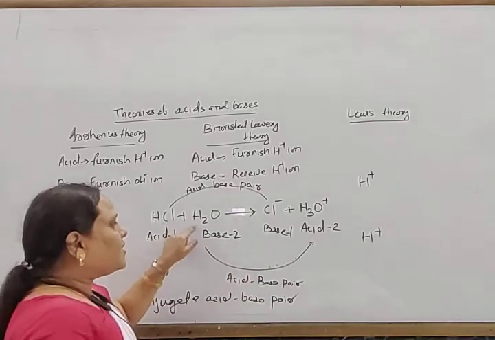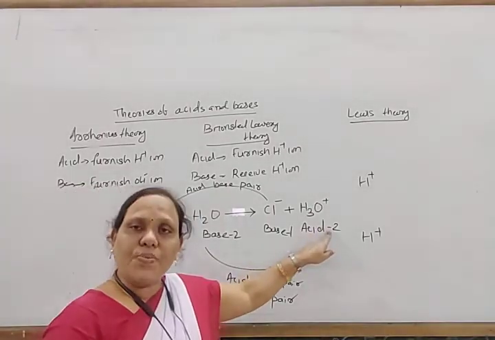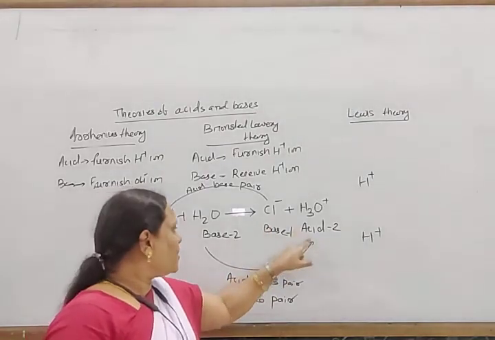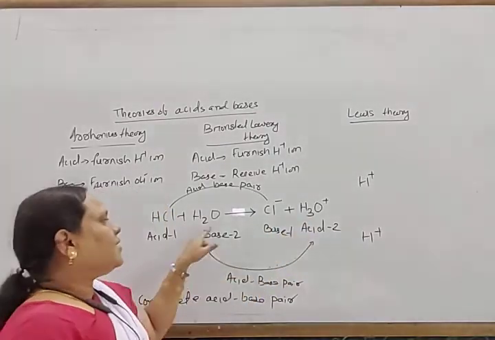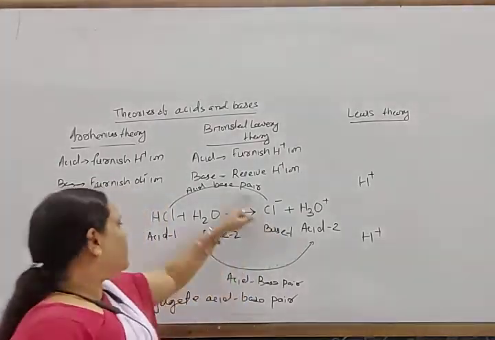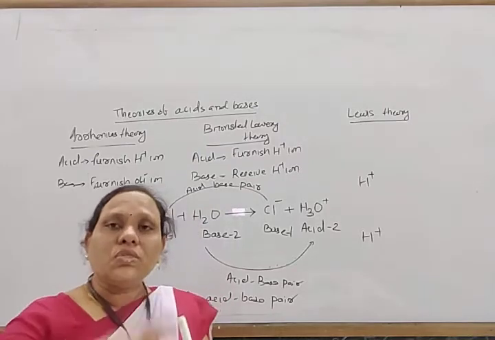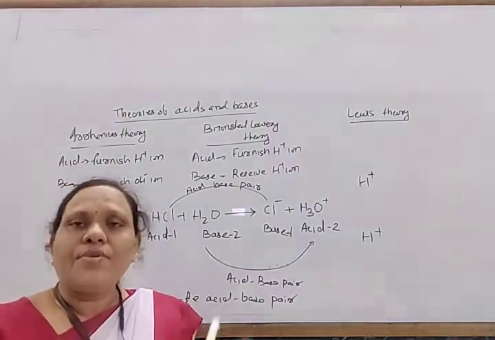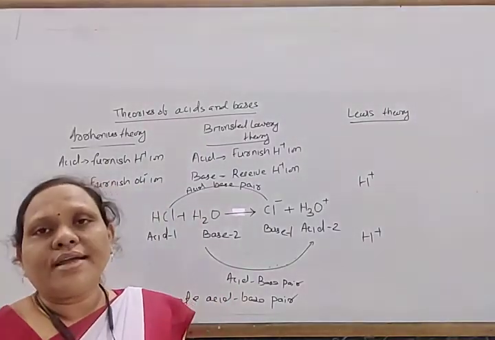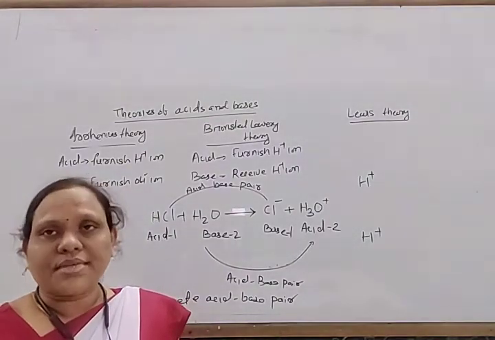What is the conjugate acid of H2O? The conjugate acid of H2O is H3O plus. What is the conjugate base of H3O plus? That is H2O. What is the conjugate acid of Cl minus? That is HCl. So in this way, to find a conjugate acid, just add 1 H plus ion, and to find a conjugate base, just remove 1 H plus ion.